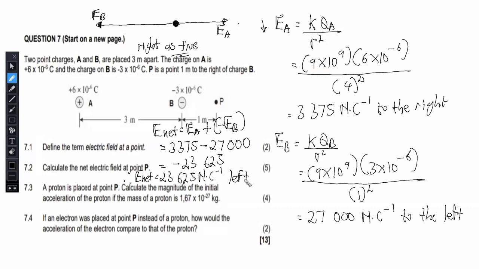To which direction? Left. Right, to the left, because we took what? Right as positive. We took right as positive. So that means if we find our value as a negative, it simply indicates that it is going to the left. And that's how you were supposed to calculate that. And now we're going to proceed to 7.3.